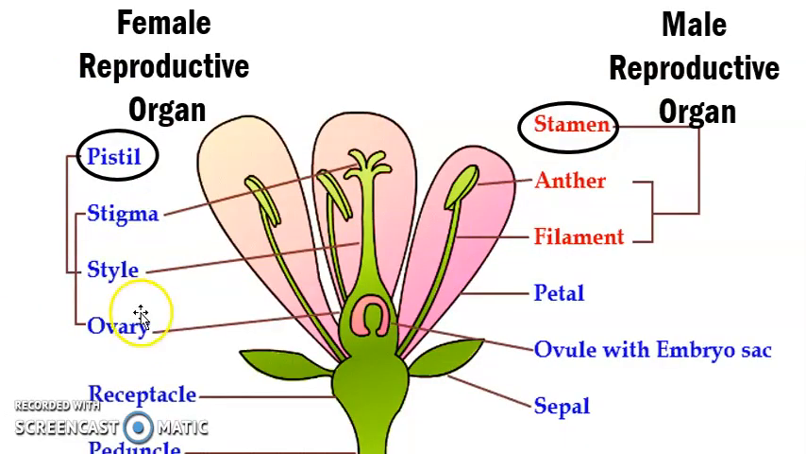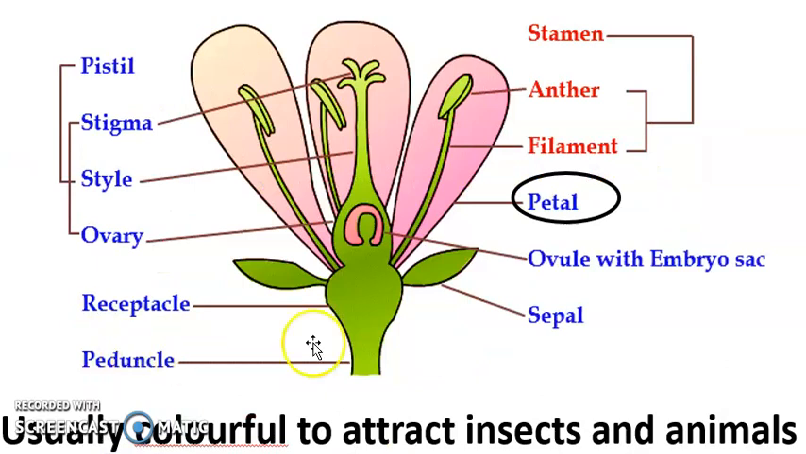Okay, next one. Ni tadi cikgu dah sebut, male reproductive organ and female reproductive organ. Next one, we're going to learn about petal. Petal ni kelopak, dia usually colourful to attract insects and animals. Biasanya dia berwarna cerah dan berwarna-warni untuk menarik perhatian haiwan.